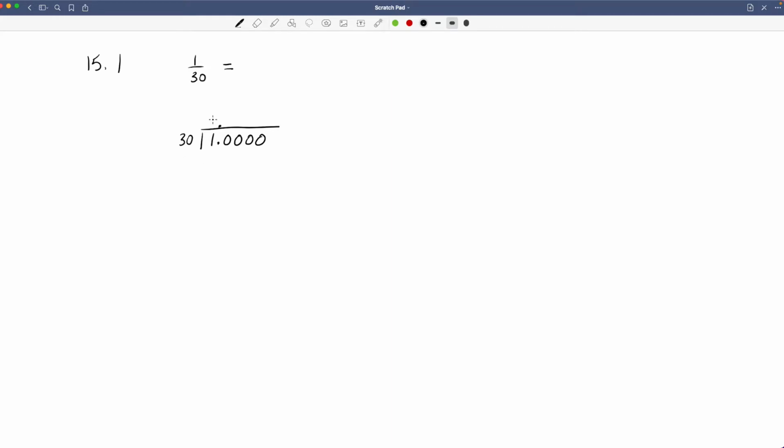So 30 goes into 1 0 times. Let's bring down the 10. 30 goes into 10 0 times. We bring down another 0, but 30 can go into 100 3 times. 3 times 30 is 90. When I subtract, I get 10. So I can put another 0 on here and get the same number. 3 times 30 is 90.